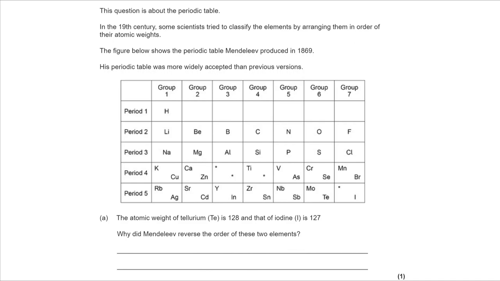This is an AQA GCSE Chemistry question based around the topic of the periodic table and more specifically the history of the periodic table. I'm going to recommend that you have a go at it, pausing as you go, and then review your answers when you've tried it.